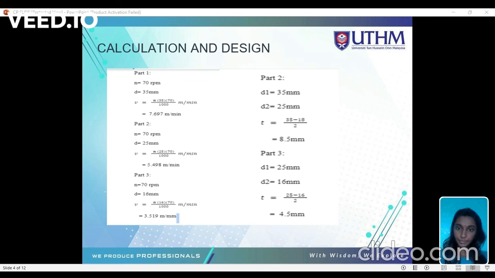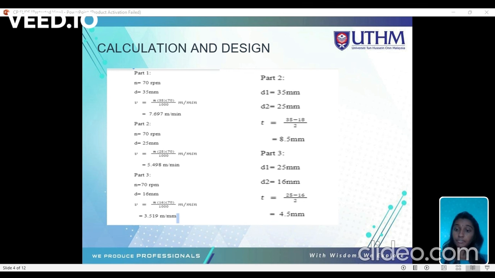Okay, so let me elaborate a little more about the formula. D in this formula means the diameter of work in mm, and N is the RPM of the work. As I've done in this part, there are three parts for the workpiece. For the first part, the N value is 70 RPM based on our lathe machine specification, and the D is 35 mm. That means for the first part, D1 is 35.